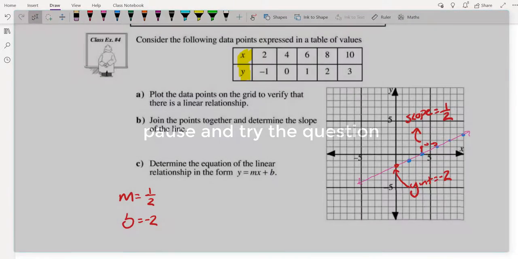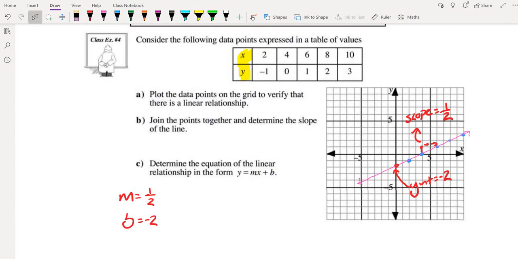So after graphing your points, you can draw a line through them and extend it, and you can see that the y-intercept is -2. That's where the line crosses the y-axis, and the slope, the rise over 1, is equal to 1/2. This tells us the equation of the line must be y = 1/2 x - 2.